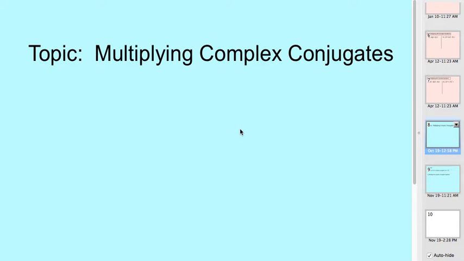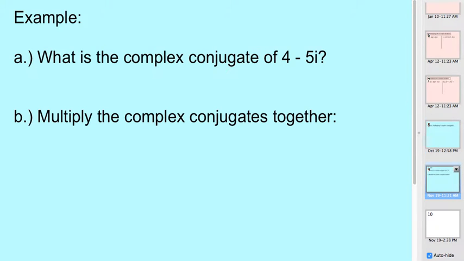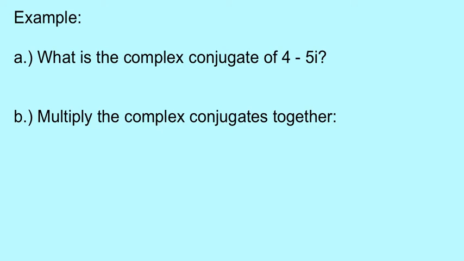This video focuses on multiplying complex conjugates. So what is the complex conjugate of 4 minus 5i? Remember, the conjugate is going to change the sign in front of the imaginary term. So the conjugate is going to be 4 plus 5i.